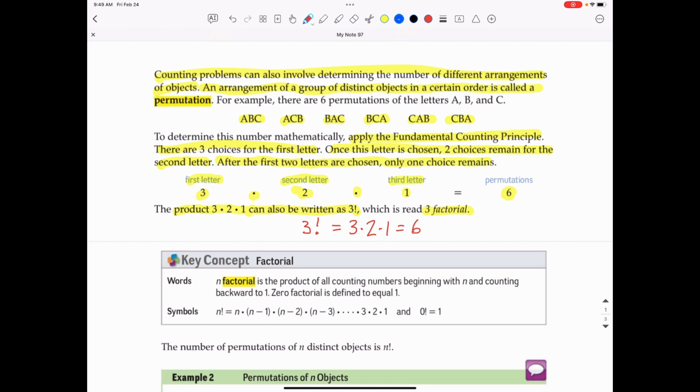0 factorial. It is possible to do 0 factorial, and it is defined as being the number 1. You don't see it very often, but if it does come up, you know that 0 factorial equals 1.